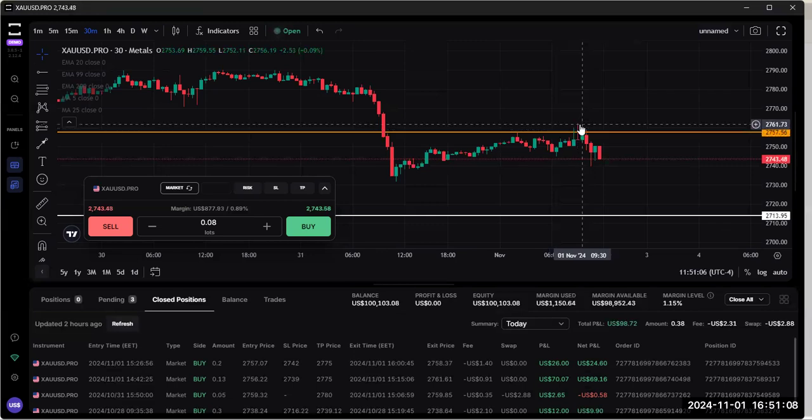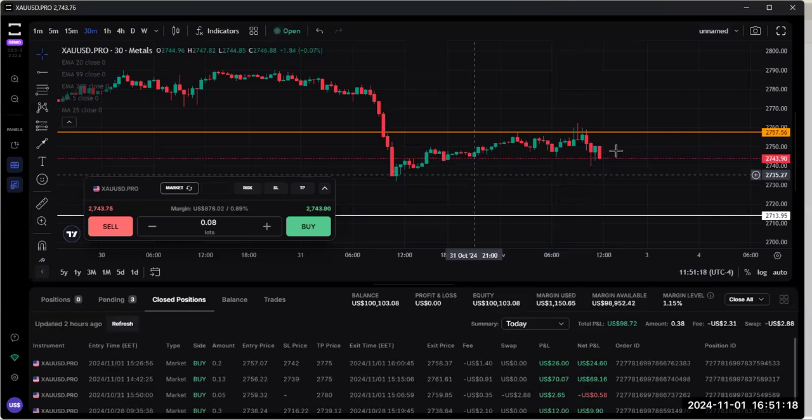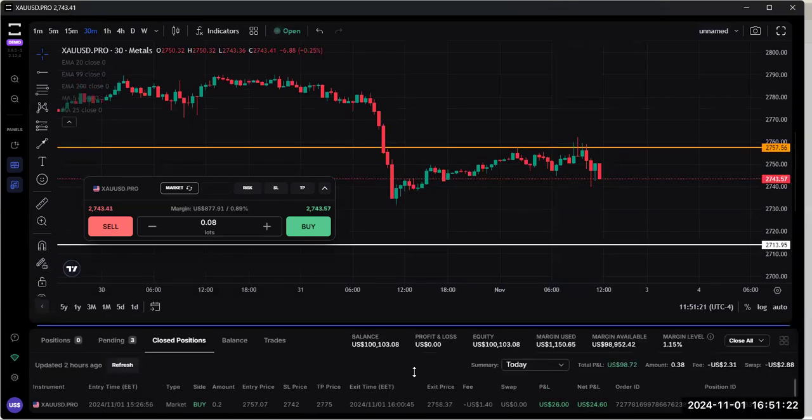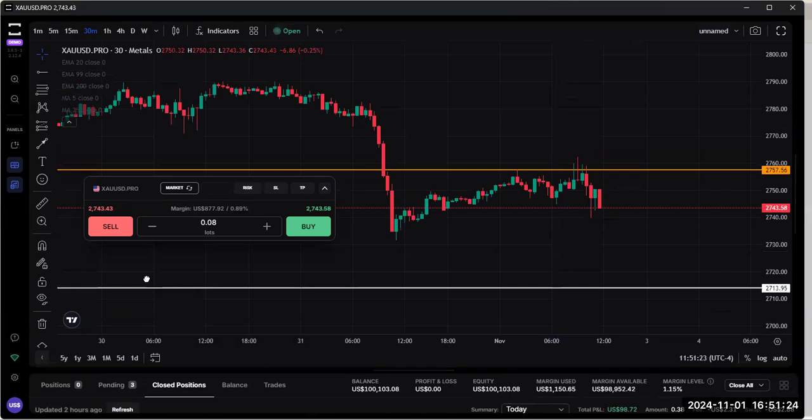I closed at 2761. And look what happened. Price came back down. I'm currently not in any trade because I expect that price could possibly still come down over the next couple of hours. So that's identifying support and resistance lines.